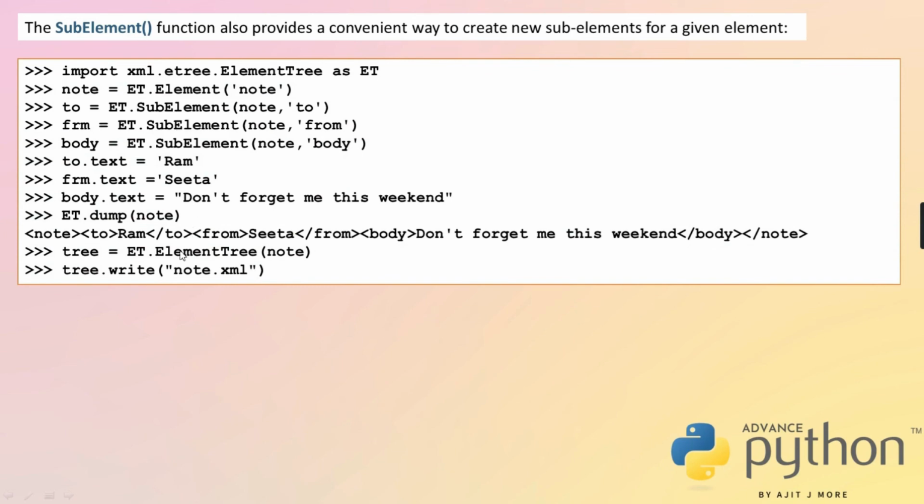Okay, see, here is an example. I'll tell you the process. See, first, if I want to create a root element, I'll create an Element object. Then you want to add 3 child elements to this root element. Note is going to act as the root now. And these are the 3 child elements: to, from and body. So to, from and body are 3 child elements of this note.